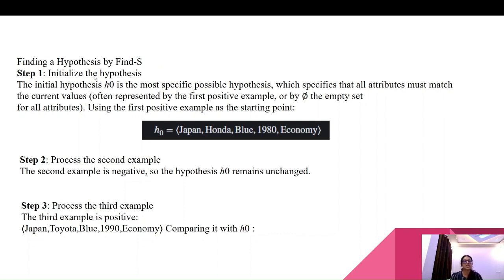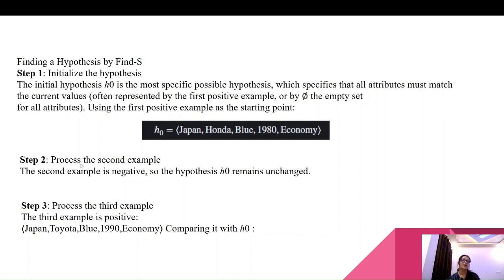First step is initializing the hypothesis. The initial hypothesis H0 is the most specific possible hypothesis, which specifies that all attributes must match the current value, often represented by the first positive example or by phi, the empty set of all attributes. Using the first positive example as a starting point, H0 equals Japan, Honda, Blue, 1980, Economy.